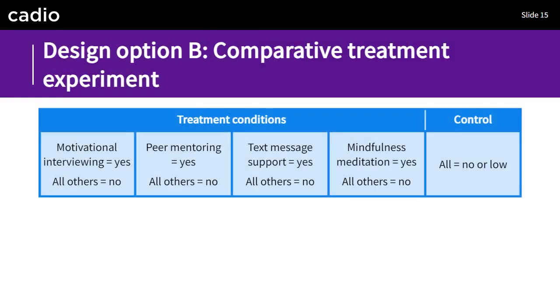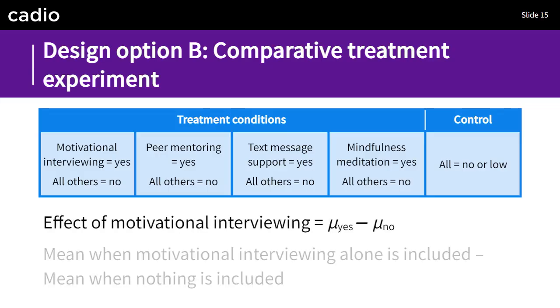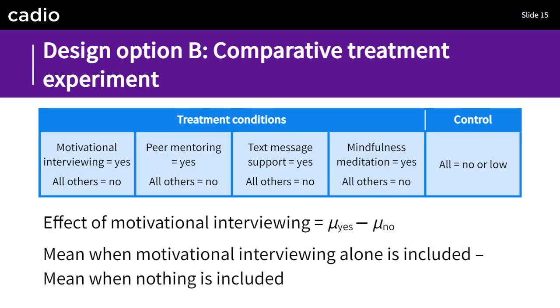Design option B, the comparative treatment experiment, defines the effect of motivational interviewing in the same manner as design option A. Again, this is the equivalent of comparing the means of conditions 9 and 1 in the factorial experiment.